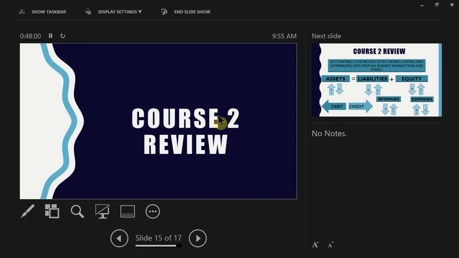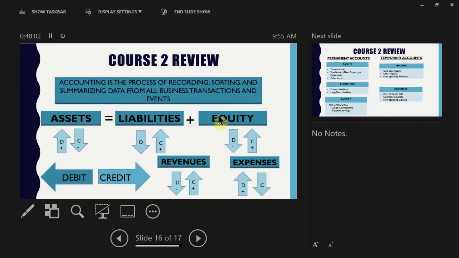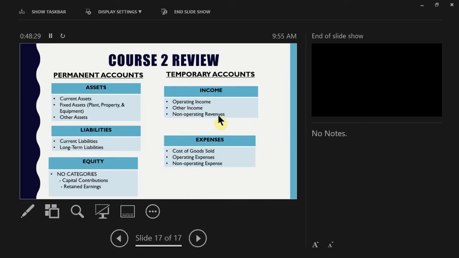All right, and then chapter review. Again, we went over what accounting is. We went over the accounting equation, which is your assets equals liabilities plus your equity. We looked at the normal balance of each one. We understand that left and right means debit and credit. We understand that there are five types of accounts, which is your assets, liabilities, equity, revenues, and expenses. And we also got to see the categories of each one.